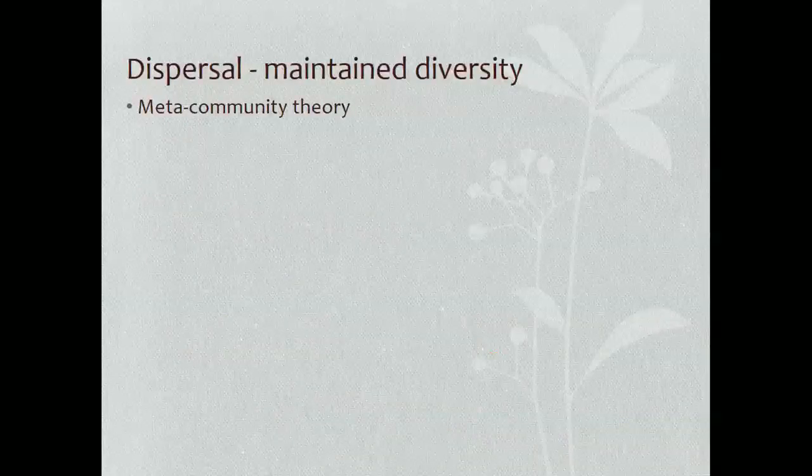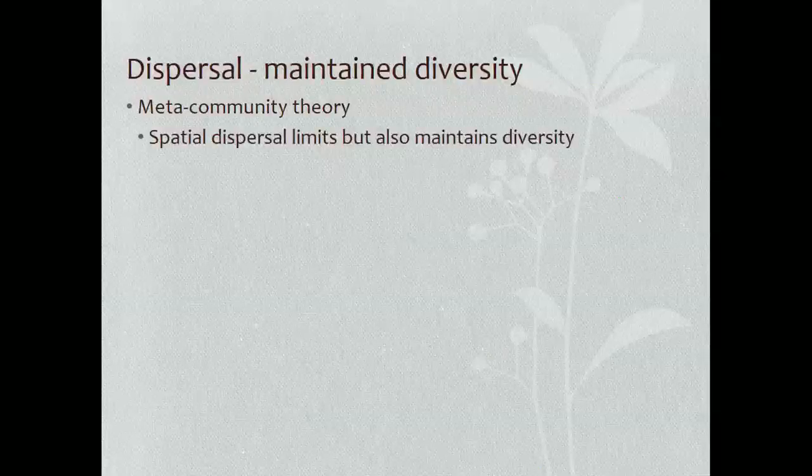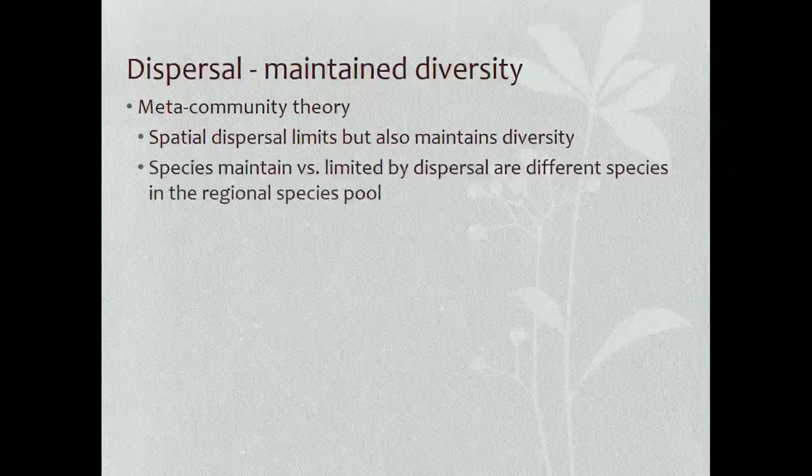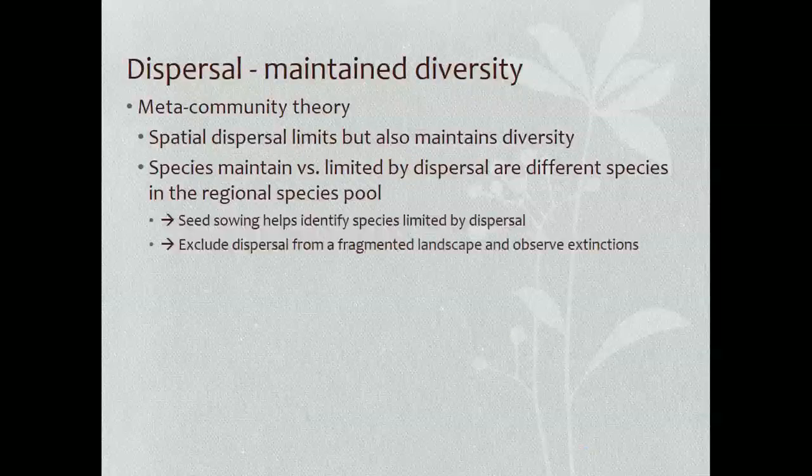Why would we do that? If you look at meta-community theory, it explicitly states that spatial dispersal not just limits, but also maintains diversity. In a fragmented landscape, you also have many species around, and in theory, the species which are maintained are completely different and independent from the species which may be limited by dispersal. Mostly we assess limitation by sowing seeds in a site where plants are absent, and if they manage to establish, we assume that they are dispersal limited.